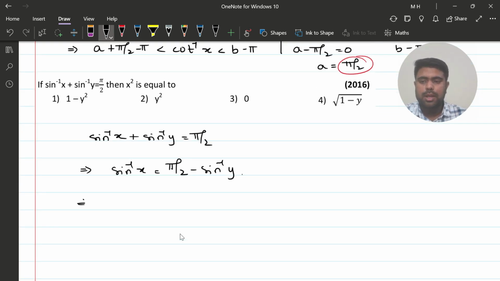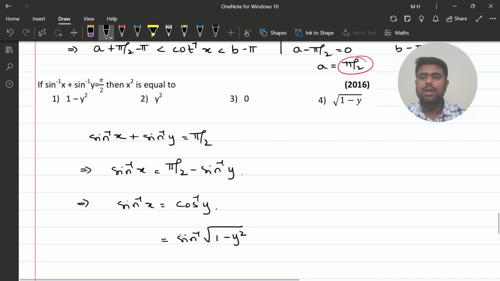Fine. So this implies sin inverse x. What is pi by 2 minus sin inverse y? It is cos inverse y. Now look, can I write down cos inverse y in terms of sin inverse? Yes. Can I write it down as sin inverse of root of 1 minus y square? Yes. How?